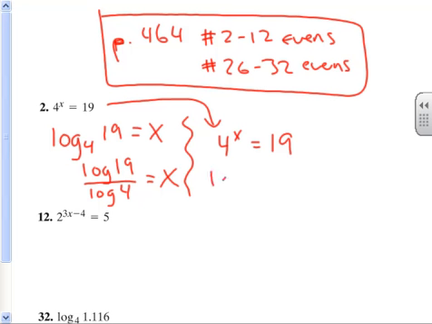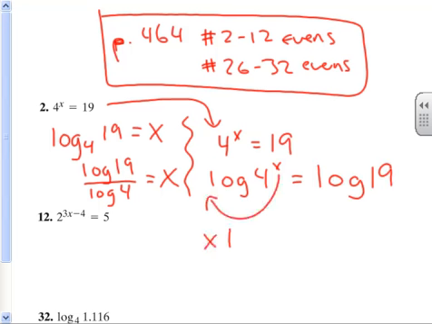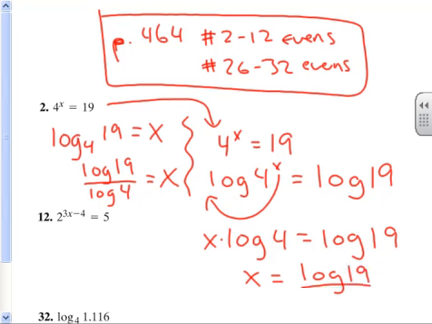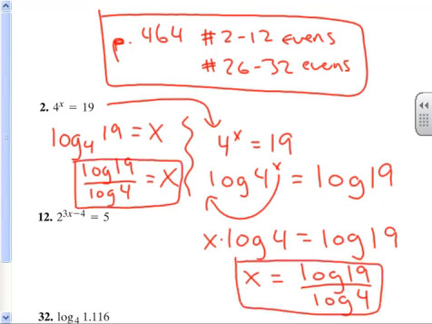If I take the log of both sides, I find that the exponent comes out in front. And so this being multiplication, I divide both sides by log of 4 and I get my answer. Notice it's exactly the same as if I were to use the change of base formula to evaluate log base 4 of 19, but this way I was able to just use log base 10.